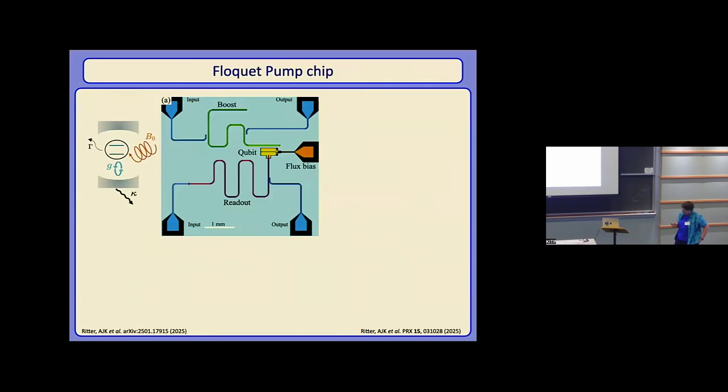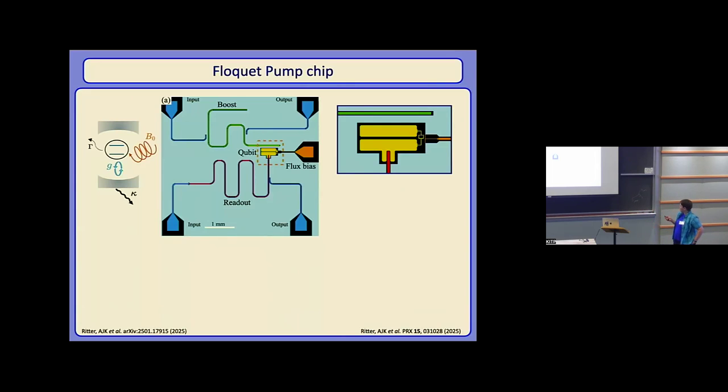The first step is how we actually do it. So this is what the device looks like. We have this qubit, shown in yellow, which couples to 2 cavities. The cavity shown in red here is for readout and application of drives, and the cavity shown in green is a high Q cavity designed for the topological pump.